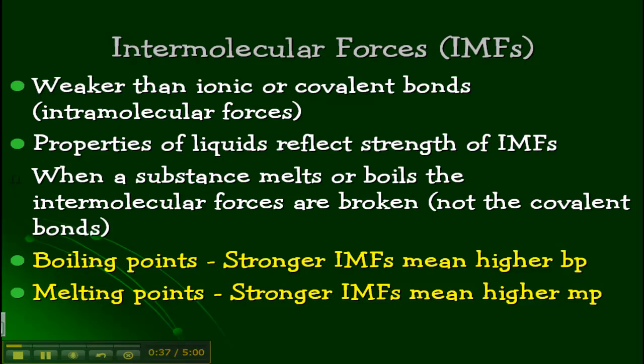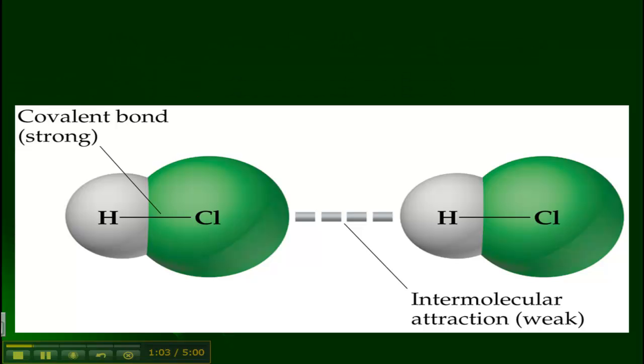Intermolecular forces are weaker than ionic or covalent bonds. The properties of liquids are going to reflect the strength of your intermolecular forces. For example, when a substance melts or boils, it's the intermolecular forces that are broken, not the covalent bonds. For boiling points, stronger intermolecular forces mean that your boiling point is going to be higher. Same thing for melting points. The stronger the intermolecular forces, the higher the melting point is going to be.